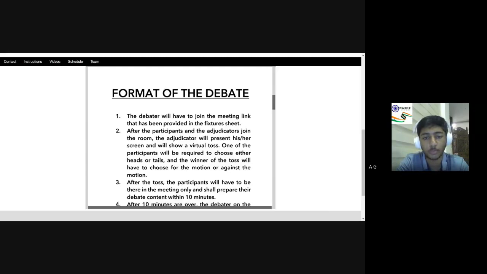So the second is, after the participants and the adjudicators have joined the room, the adjudicator will present his or her screen and will show a virtual toss. One of the participants will be required to choose either heads or tails, and the winner of the toss will have to choose for the motion or against the motion.